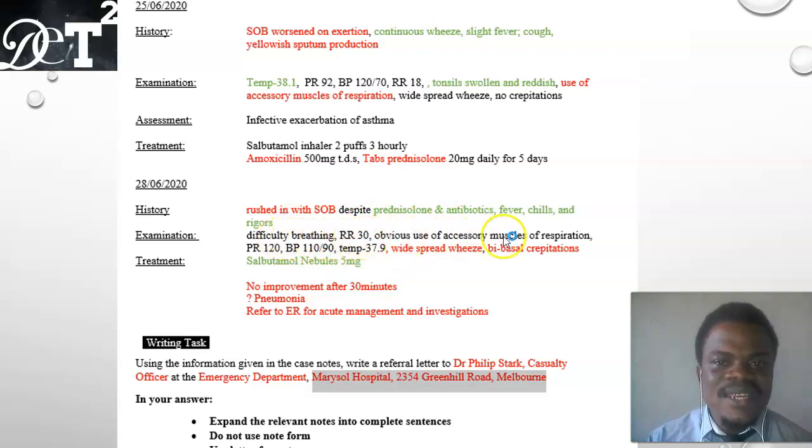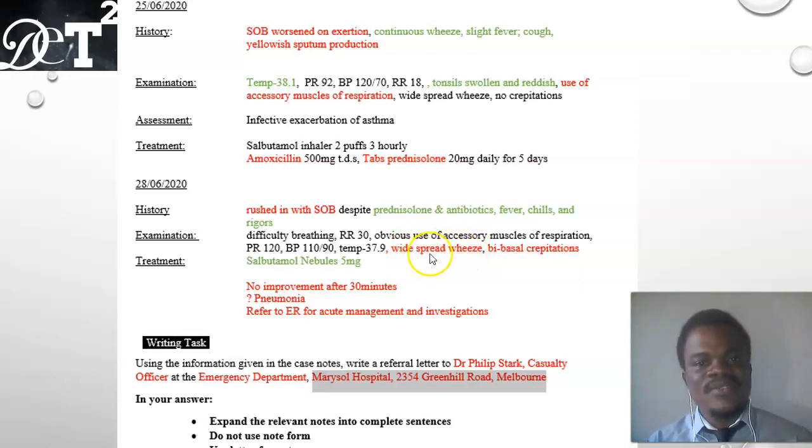Difficulty breathing and all that, use of accessory muscles of respiration, we documented them before, no need adding them again. Widespread wheeze, basal crepitation. By basal crepitation, we can add this widespread wheeze. I think we've added it before. You need to now paraphrase here. No need even repeating this.